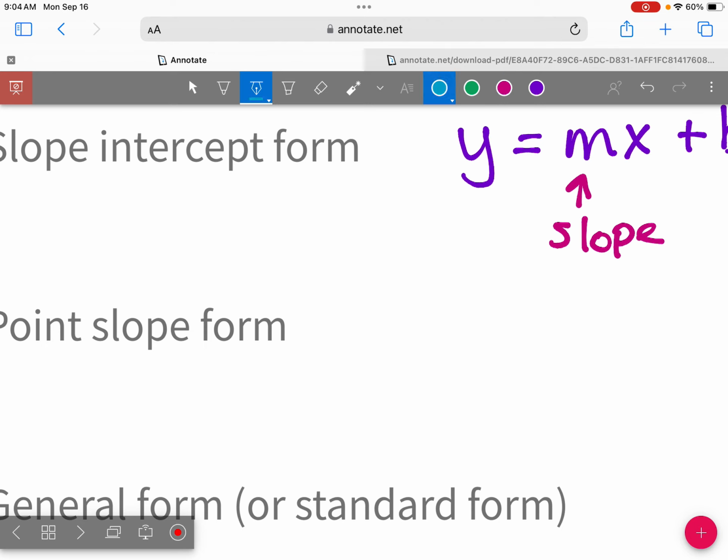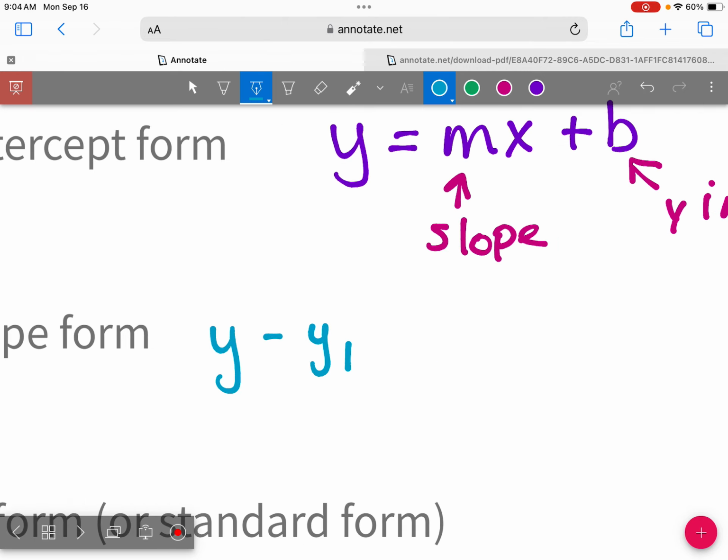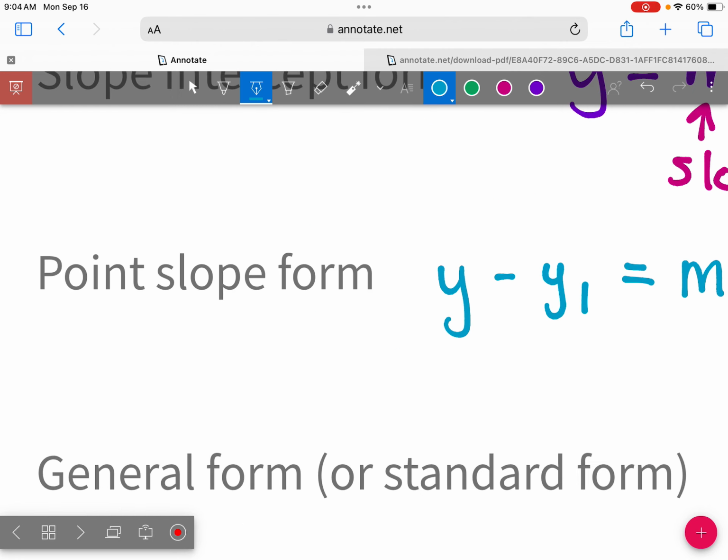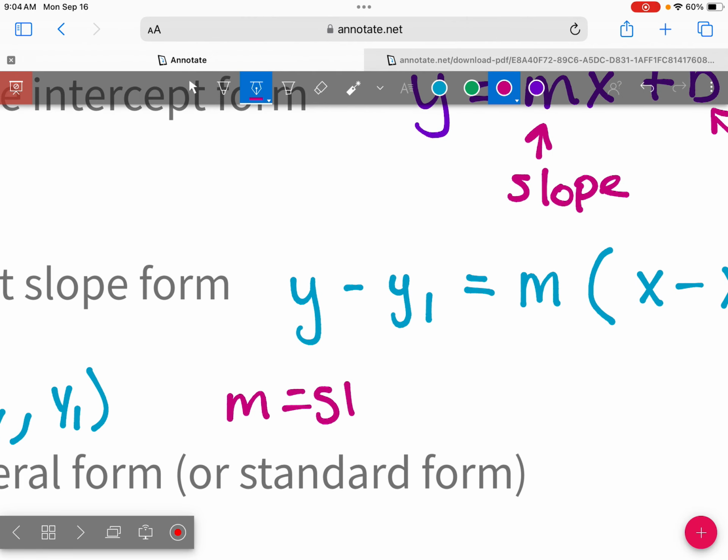What is point slope form? Y minus y1 equals m quantity x minus x1, where x1, y1 is a point on your line, and m is your slope still. So any slope and any point.